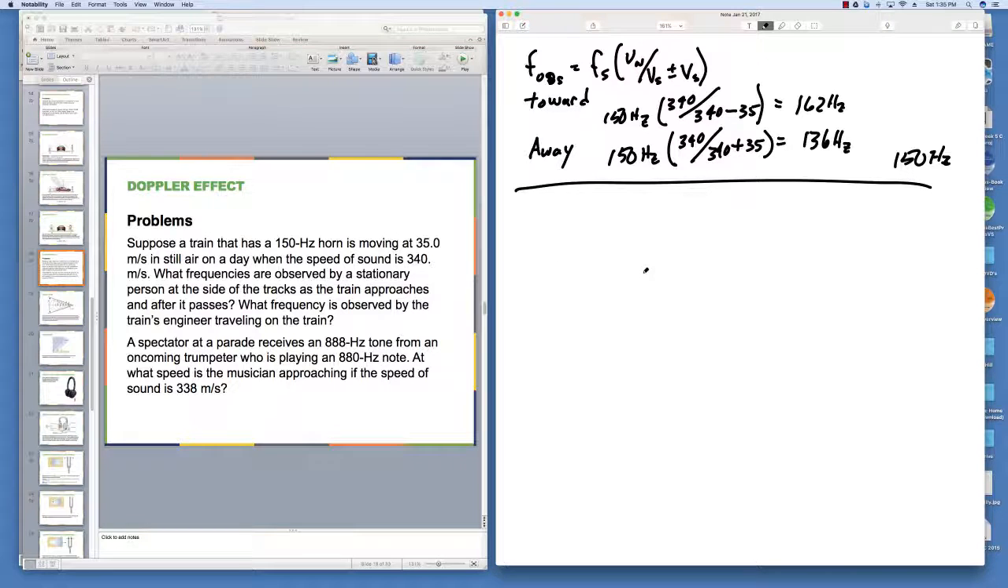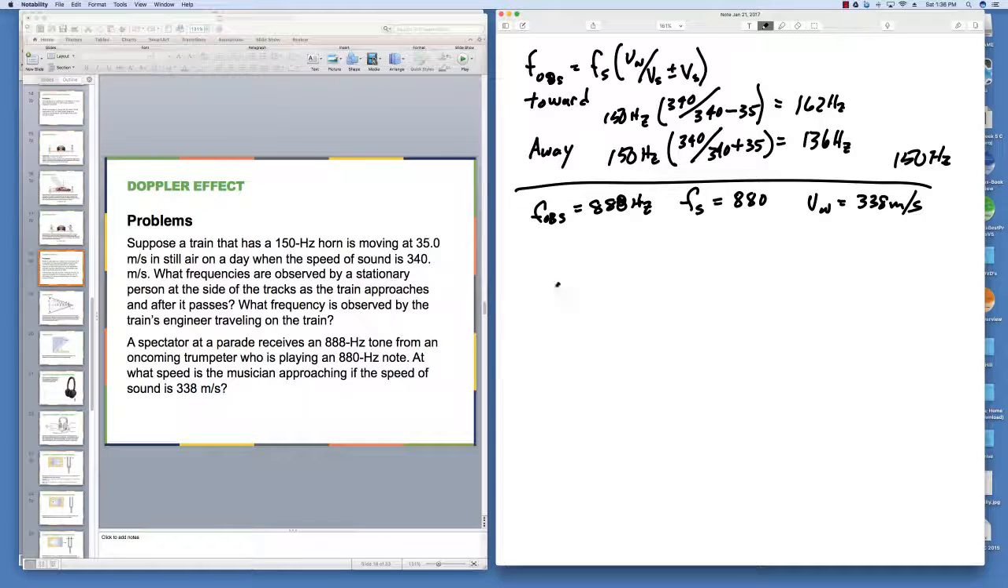Now the second problem says a spectator at a parade receives an observed frequency of 888. So f observed here is going to be 888 hertz, from an oncoming trumpeter whose source frequency is 880. And the question is, what is the speed of the musician if the speed of the wave is 338 meters per second?